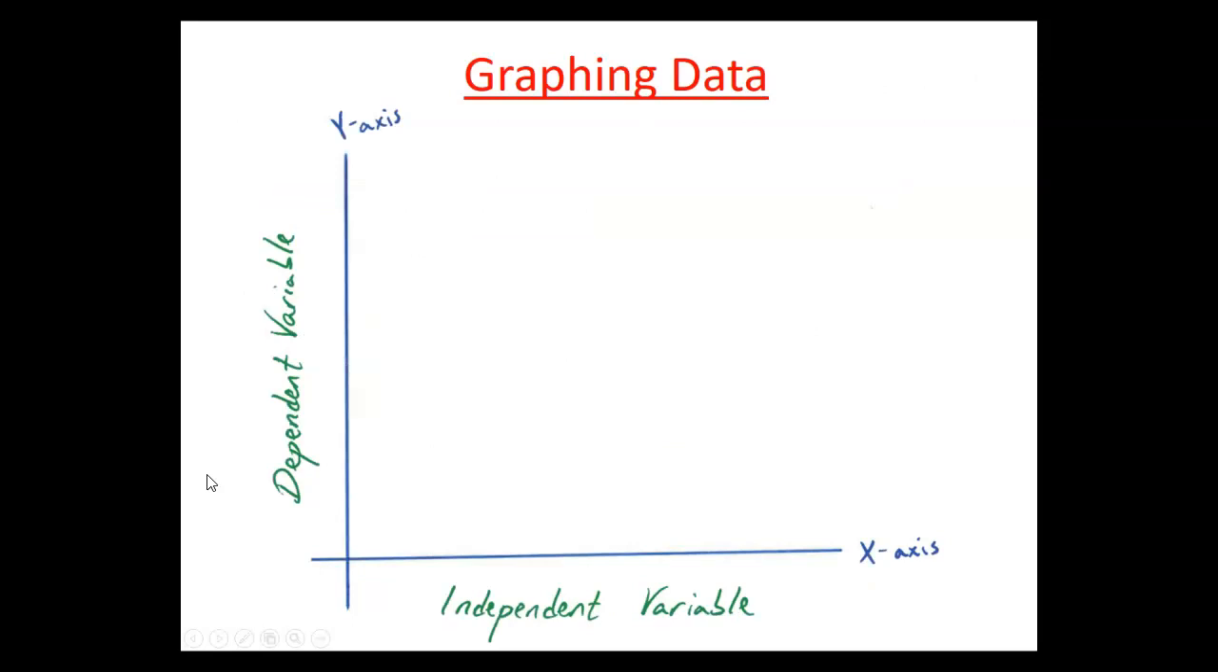When you graph data, typically you're going to put your dependent variable on the y-axis, and your independent variable will go on the x-axis. Your dependent variable on the y-axis, that's the vertical axis, and then your independent variable on the x-axis, your horizontal axis. So go ahead and sketch that out so you know how that's going to look when you make graphs later on in the class.